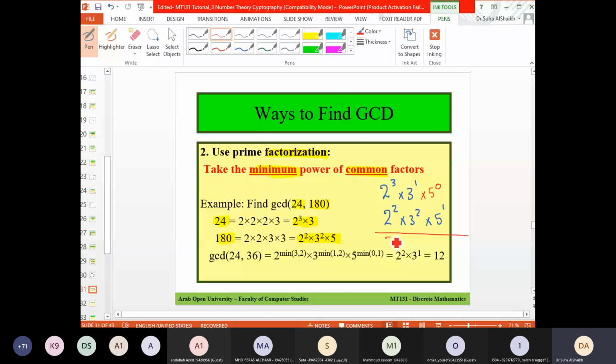So I take the minimum power of the 2. What's the minimum power of the 2? 2. What's the minimum power of the 3? 3 power 1. What's the minimum power of the 5? 5 power 0. So this will be the answer. 2 to the power 2, which is 4, multiplied with 3, multiplied with 1, and the answer will be 12. So this is how we find the GCD. Prime factorize the two numbers. Write them in a parallel way. Take the minimum power. This will give you the GCD.